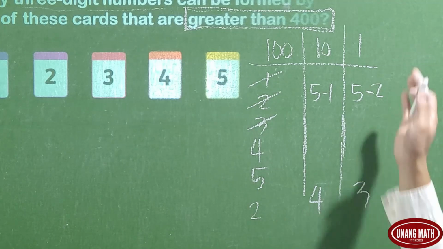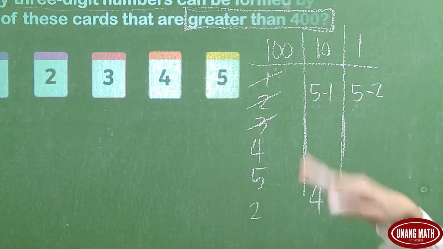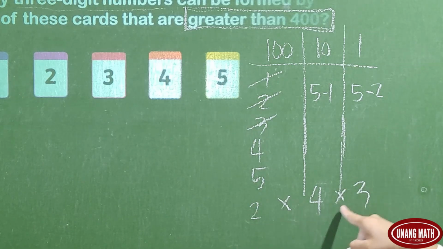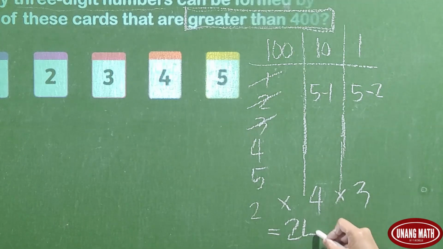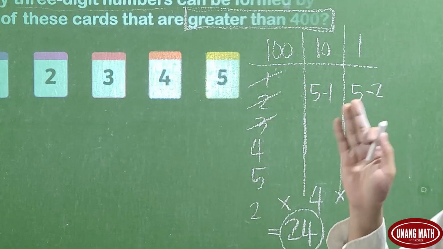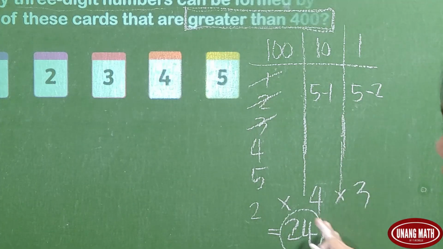So to find out all the possible outcomes, we just have to multiply these. So 2 times 4 times 3. So it means 24. So we have here 24 possible outcomes. So 24 3-digit numbers.